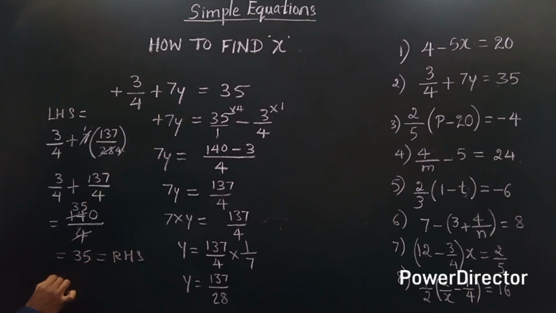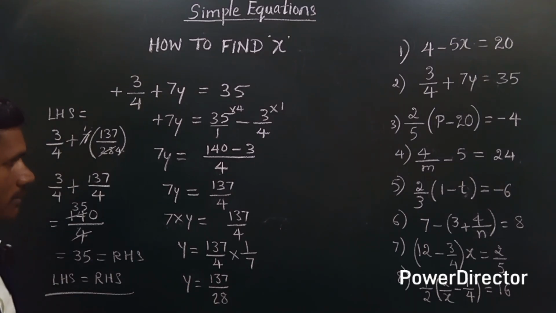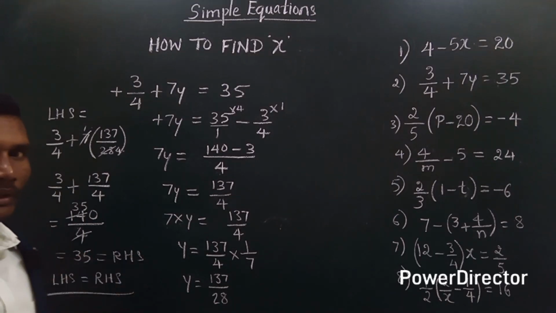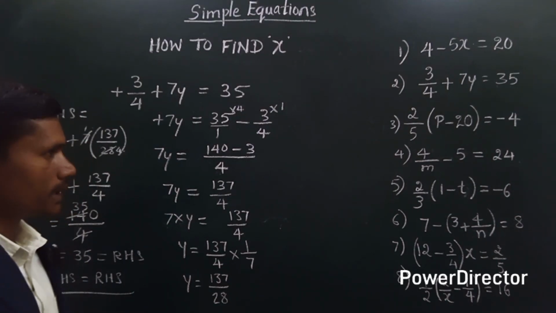So what we can say? LHS is equal to RHS. Hence it is proved. Okay, it is 100% correct what we have got that answer here. This is the second equation. Okay. Now let us go ahead with the next equation. How to solve? We'll see that.